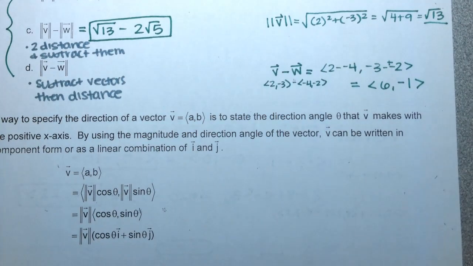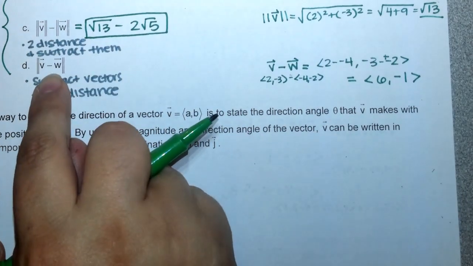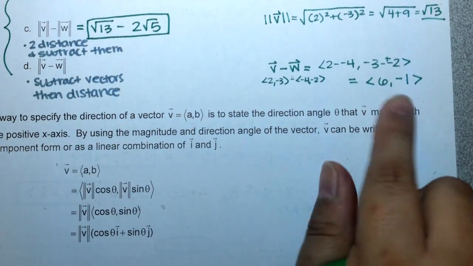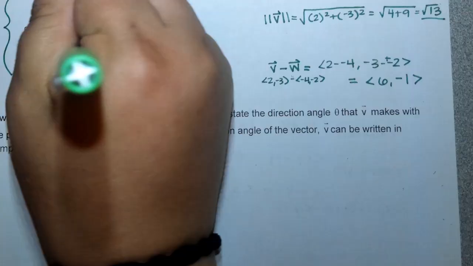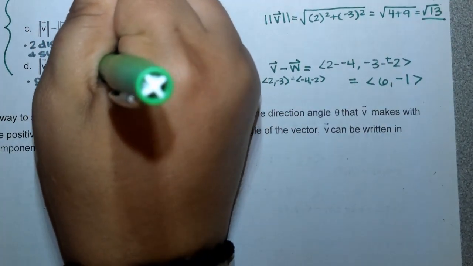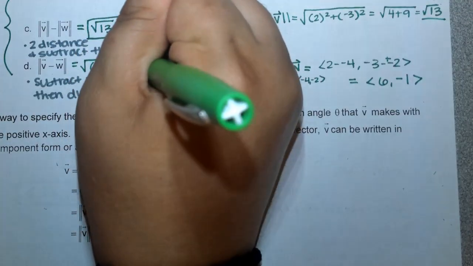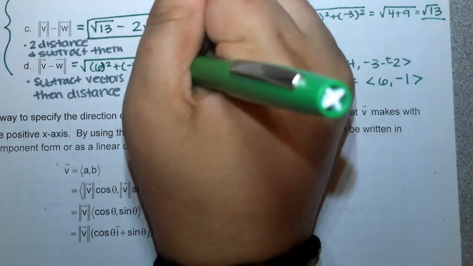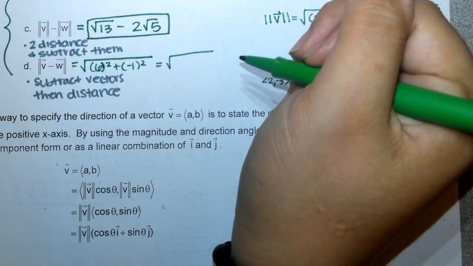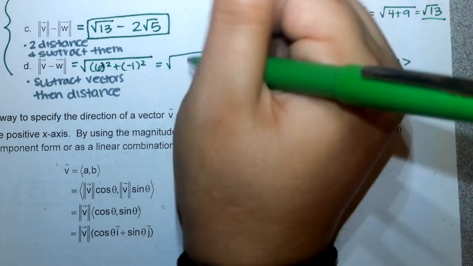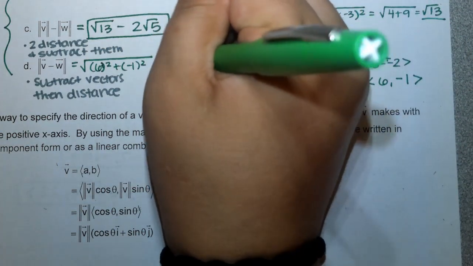Alright. How do I find the magnitude of that? I'm going to take this subtraction, 6 squared plus negative 1 squared, and square root it. Y'all, what is negative 1 squared? 1. Are you sure?